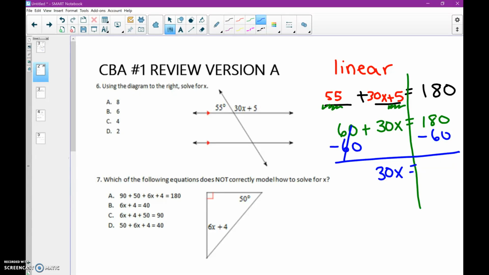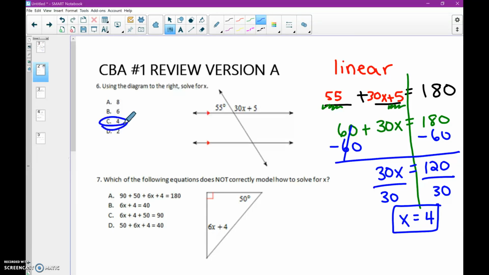Now I have 30x equals 120. Divide by 30 to get x by itself. And I should get that x equals 4. Again, if I did it correctly, when I plug in 4 here, those 2 numbers should make 180 together. They should not be equal to each other. 30 times 4 plus 5. 30 times 4 is 120. 120 plus 5 is 125. So this angle is actually 125 degrees. If I plug in 55 plus 125, I do get 180, which is this nice straight line here. So that's number 5 and 6.